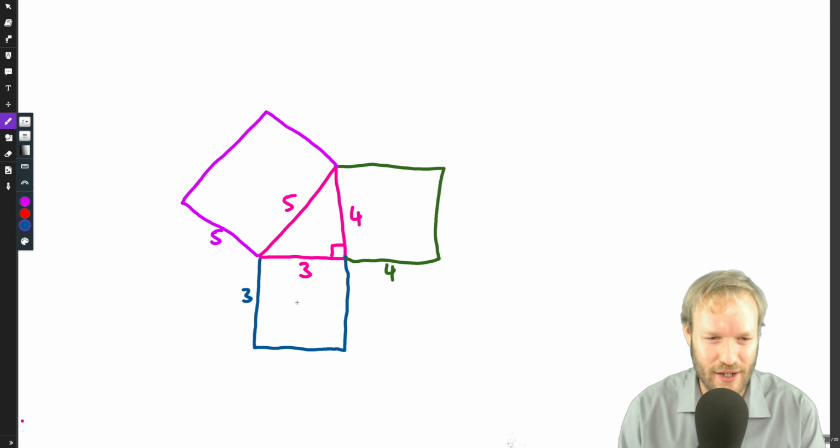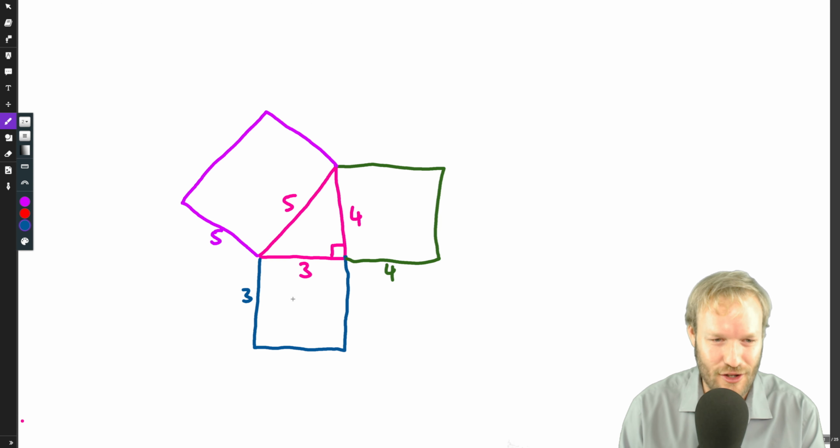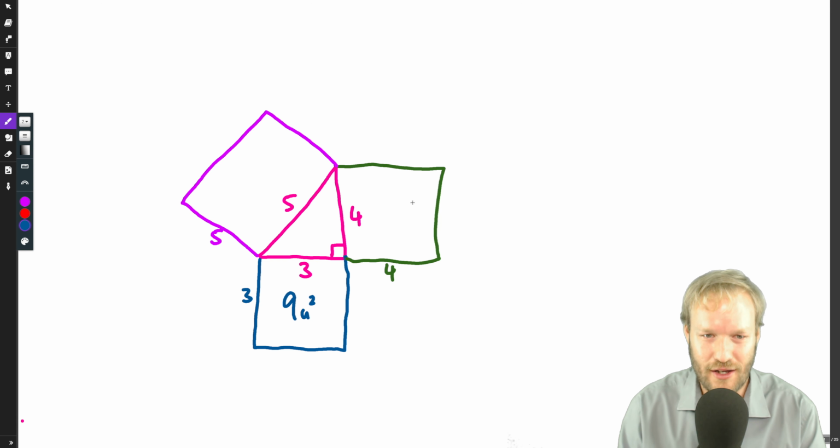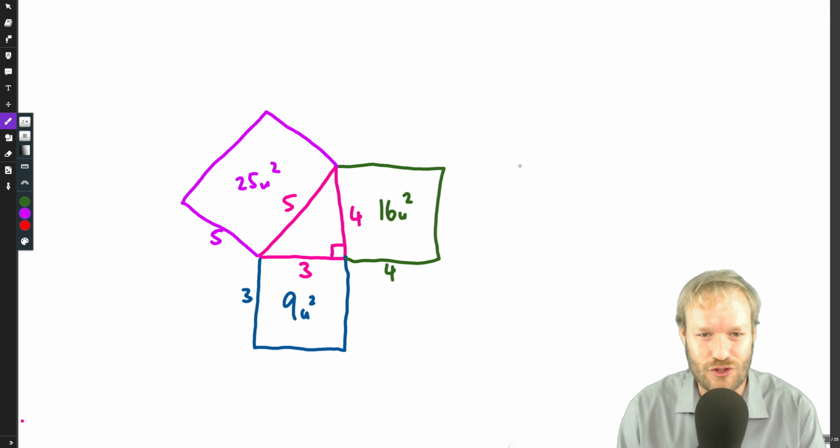So this bottom square, what's its area? Well, its area is 9. I shouldn't draw it in a square, that's a bit confusing. So this is 9 units squared, whatever the units are. And this one on the right, I'm not going to ask because hopefully we know that that's going to be 4 times 4, which is 16 units squared. And the last one is going to have an area of 5 times 5, which is 25 units squared.